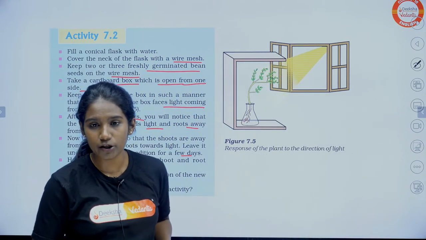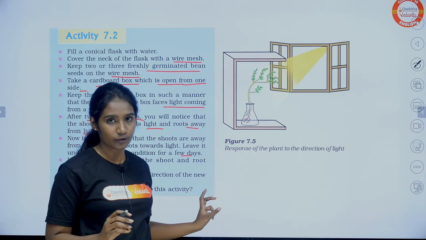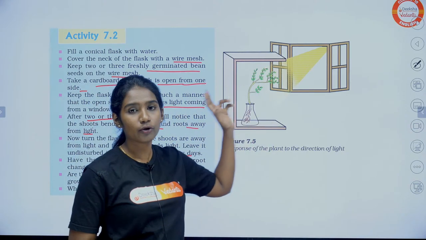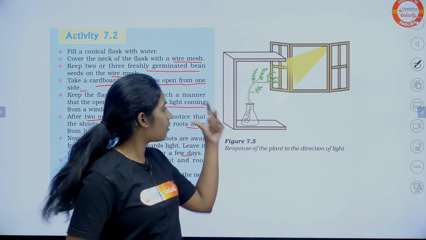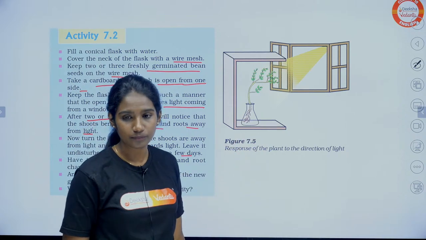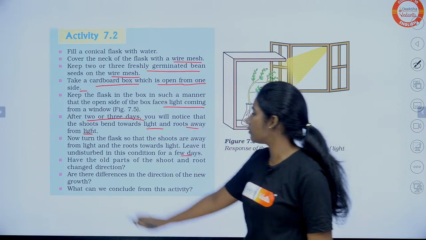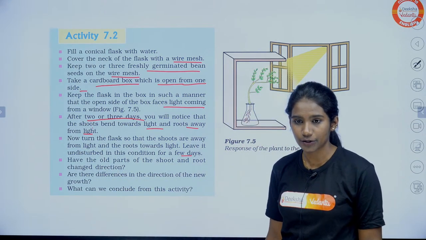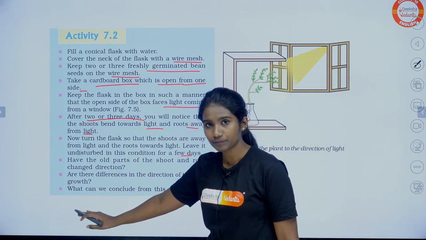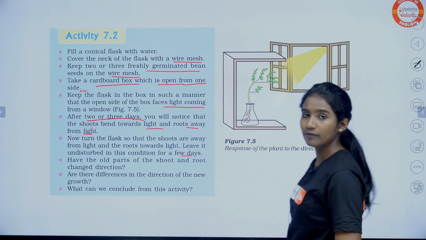There was one student who had mentioned auxin. Yes, it is the role of auxin that is present in the shoot. The auxin plays a very important role in bending the shoot towards sunlight. Okay. Whereas auxin has an inhibitory, like opposite, action on the root. Okay. Clear with that? So now, as the whole part of the shoot and root change direction, obviously it will change, right? And then, are there differences in the direction of the new growth? Yes, the growth of the shoot will always be in the direction of sunlight.